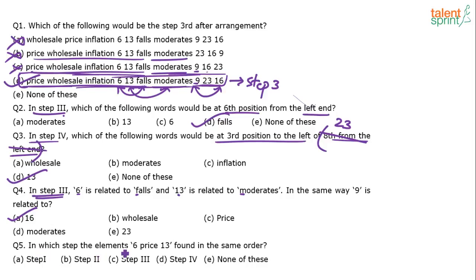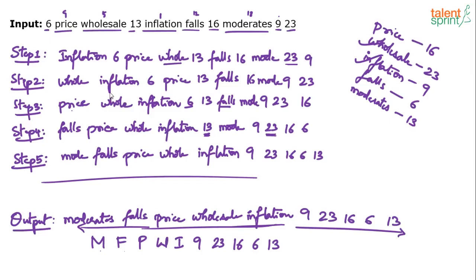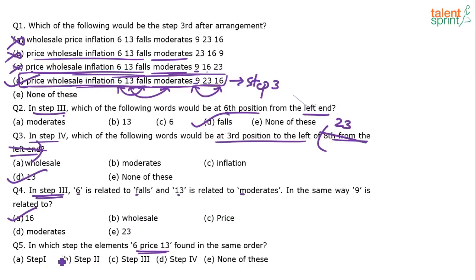And the last one here: in which step were the elements 6, price, 13 found in the same order? Find out which step has 6, price, 13 in that order. Go back to the question. Step 2. Right? 6, price, 13. So step 2 should be the answer. In step 2, we have found 6, price, 13 to be in the same order.